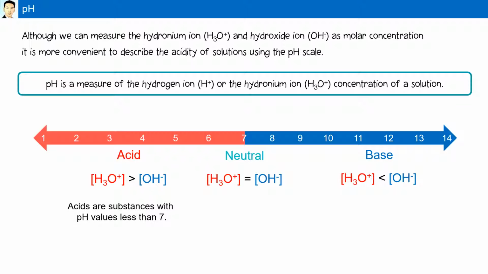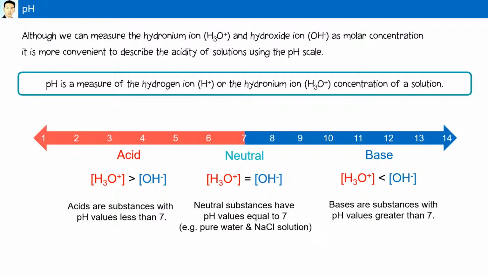Acids are substances with pH values less than 7. Neutral substances have pH values equal to 7. For example, pure water or sodium chloride dissolved in water. Bases, on the other hand, are substances with pH values greater than 7. The closer you are to a pH of 1, the more acidic the substance will be, while the closer you are to a pH of 14, the more basic the substance will be.